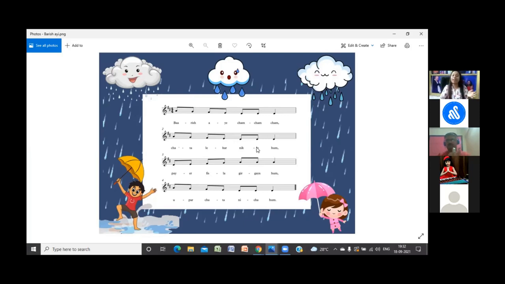Barish aayi chum chum chum, chhata lekar nikle hum, pair fisla gir gaye hum, upar chhata niche hum.